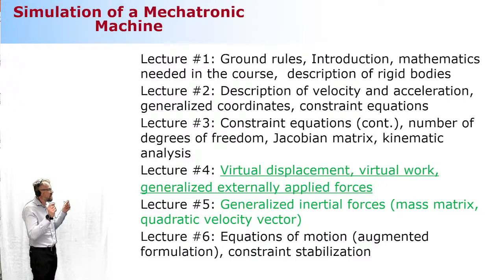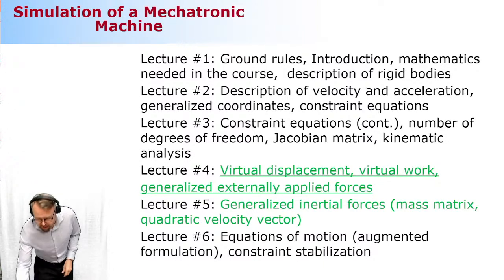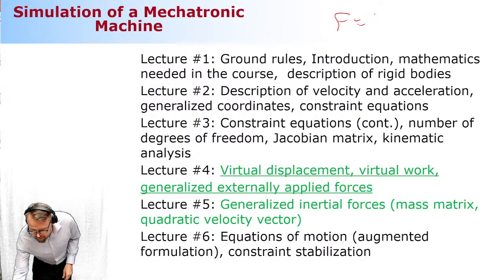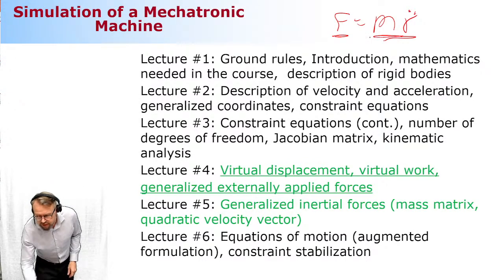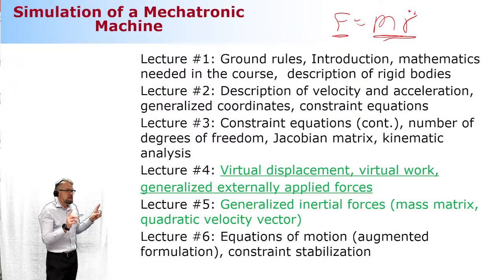Okay, so we're going to use virtual displacement and virtual work to create something that is called generalized external applied forces. So, big picture is this. According to Newton's second law, dynamics can be solved by using this equation. This is external applied forces. This is inertial forces. Now, what we're going to do next is take each of these force components and express them by using the unknowns that we set when we define the kinematics.